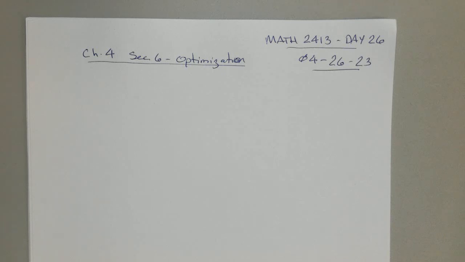Chapter 4, Section 6, Optimization. What's optimization? When you hear the word optimization, or optimize, what does that mean? Yeah, you have a condition that you want to meet. Like, for example, give me an example of most efficient for an optimization problem. Okay, it's all everywhere around you.